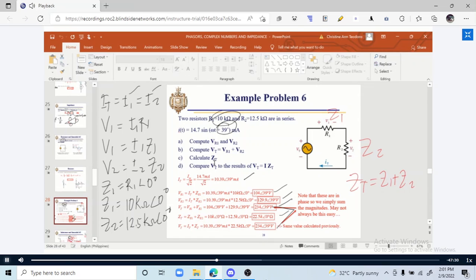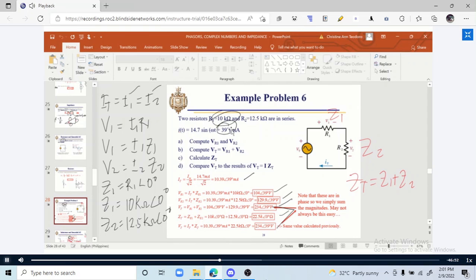Then we are going to calculate for the Z total, or the total impedance. In DC circuits, this is the RT, or the total resistance. Since we are on AC, that is ZT. And letter D, we need to compare the total voltage to the result of the first one in terms of the total impedance. Since we already have R1 and R2, we can label R1 as our Z1 and R2 as our Z2.